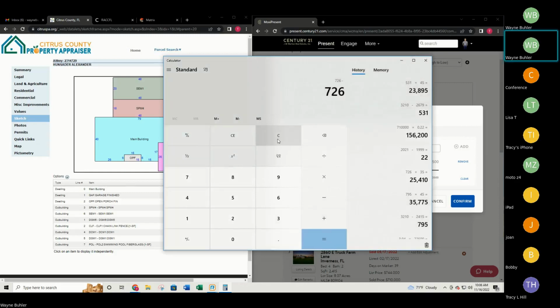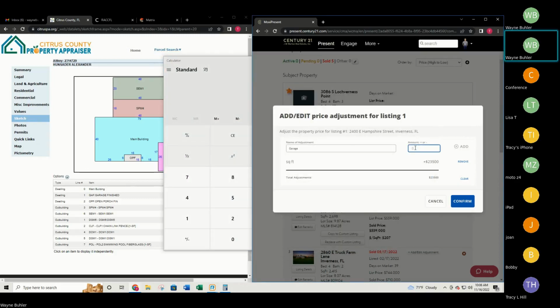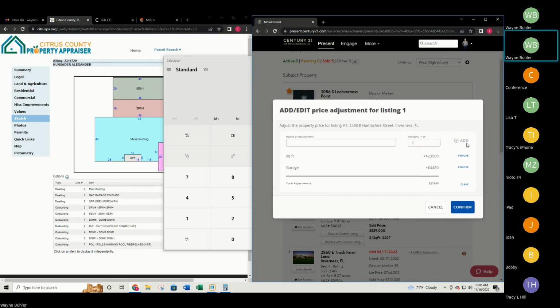726 minus 598 times 35, $4,480 adjustment. And again, let's just pretend that is a 3-car garage. I just left $4,480 on the table by just doing, hey, it says 3 and 3. So there is money that gets left on the table when you guys are just doing the car spaces.